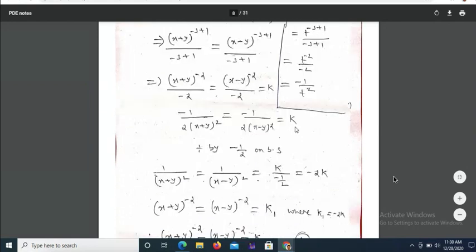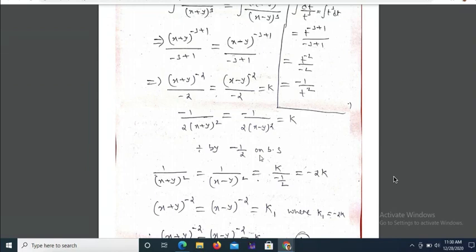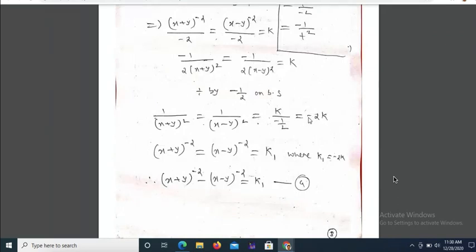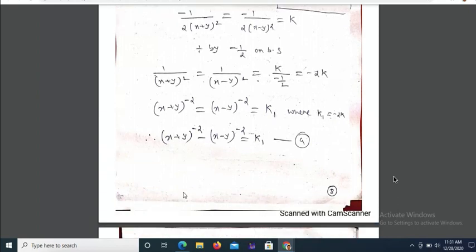I am going to divide by minus 1 by 2, or you can multiply by minus 2, you will get the same. So you'll get minus 2k. Both are constants, right? Minus 2 is also a constant, k is also a constant. So consider it as k1, where k1 is minus 2k. This goes to the numerator: (x plus y) whole power minus 2 equal to (x minus y) whole power minus 2 equal to k1. So I just transfer to the left side. So equation 4 we have: (x plus y) whole power minus 2 minus (x minus y) whole power minus 2 equal to k1. This is the first equation, equation 4.